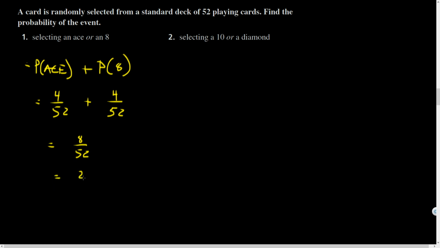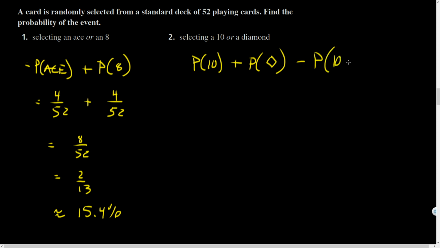So that's 2/13, which is approximately 15.4%. Okay, no overlap. How about a 10 or a diamond? Well, that would be equal to the probability of getting a 10 plus the probability of a diamond, subtract the probability of both, 10 and diamond.